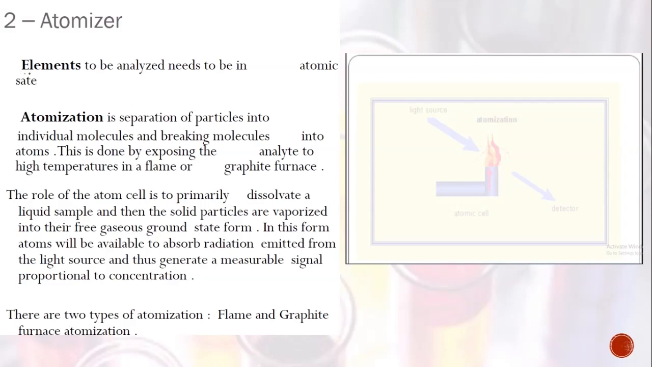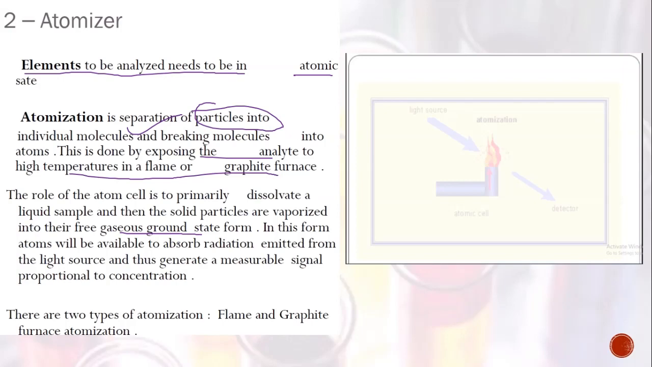So what happens is that the elements to be analyzed need to be in atomic state. Atomization is the process of separating particles into individual molecules so that you break them apart into atoms. This is done by exposing the analyte to very high temperatures in a furnace or flame. The role of this atomic cell is to dissolvate the liquid sample, and then the solid particles will be vaporized into becoming gaseous.